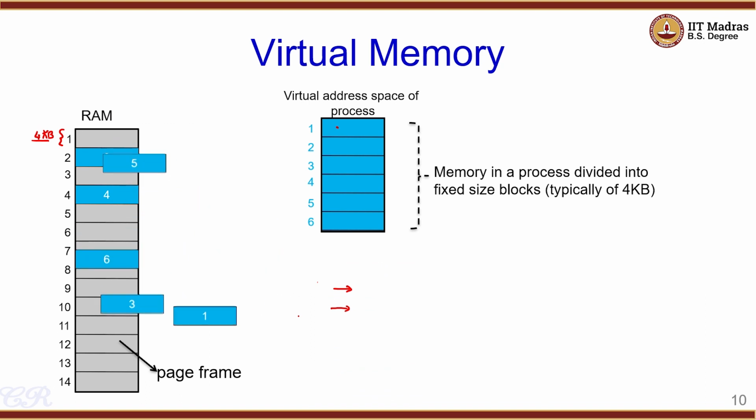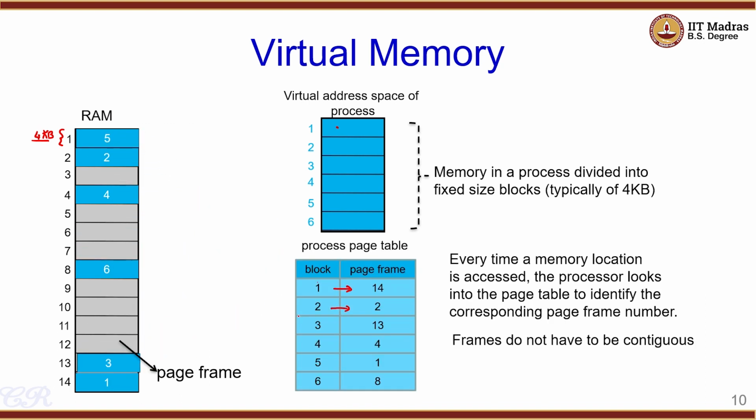Because we are doing this mapping at a granularity of 4 kilobytes, or 1 page, we can perform the mapping in any order that we want, as long as we maintain this process page table. In this example, for instance, block number 1 is mapped to page frame 14, block 2 is mapped to page frame 2, block 3 is mapped to page frame 13, and so on.